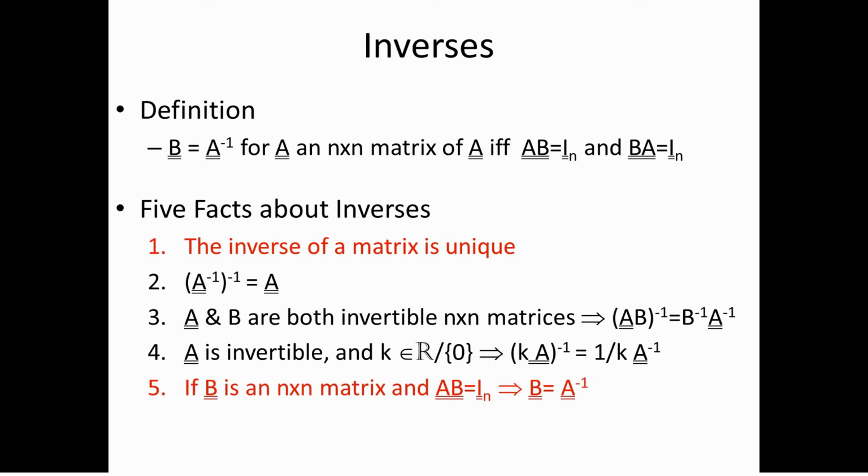The last statement, which we're going to have to prove though, is that if B is an n by n matrix and it's either a left or a right-handed inverse, so here I've shown B as being a right-handed inverse, it automatically follows that B is the inverse of A. In other words, if we have an n by n matrix, we don't have to show that it's both a left and a right-handed inverse to be the inverse of A.